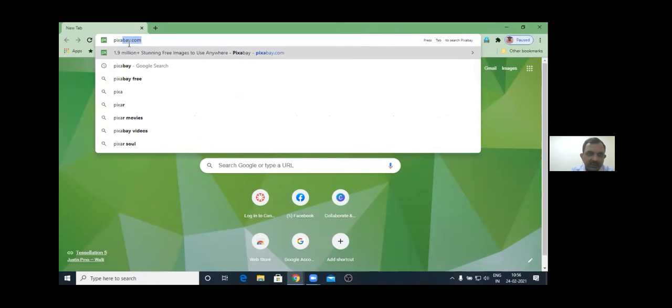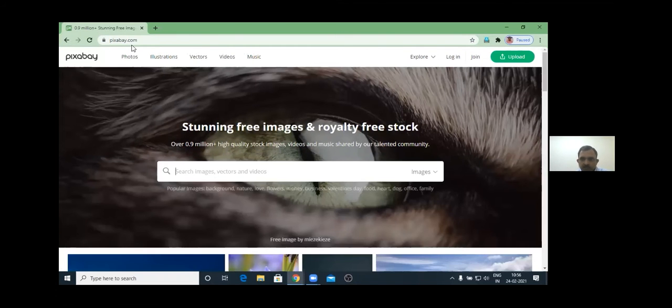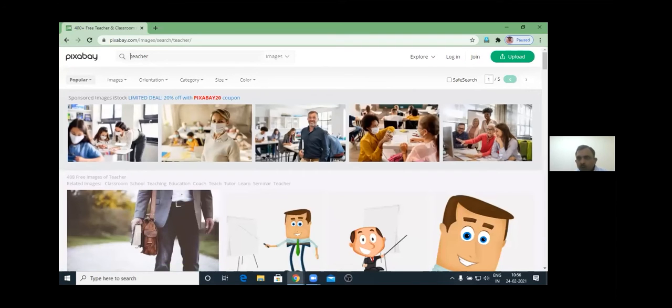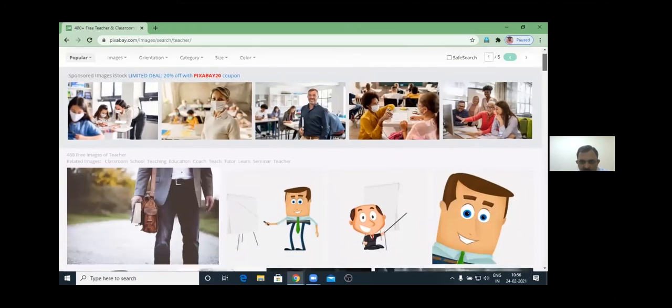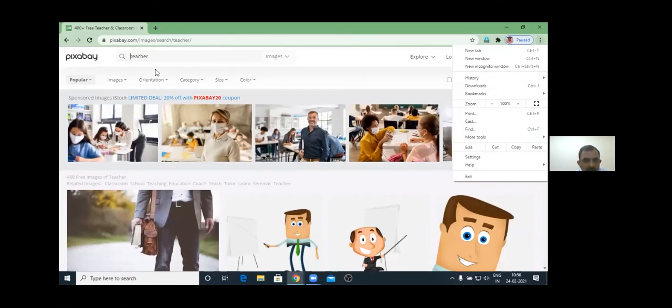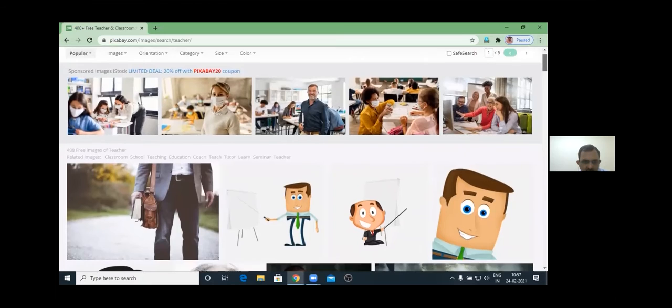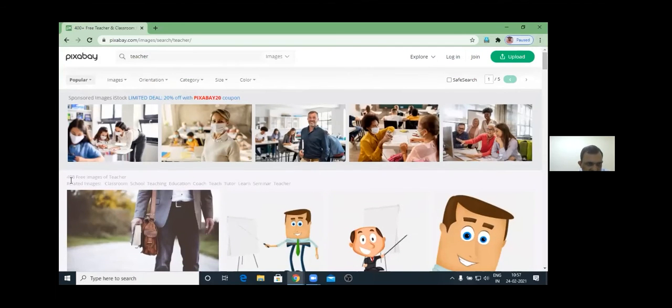One such website is pixabay.com. You just go on this website, pixabay.com, and you need to put only your keyword. For example, your keyword is teacher. You want some images for teacher. Now, you will see a lot of images of the teacher on this website. The first row is sponsored iStock images. So don't go for these images, because these are copyrighted and paid images. But after this first row, you will see 448 free images of teachers. It has been written here.